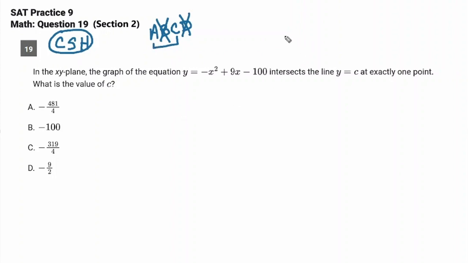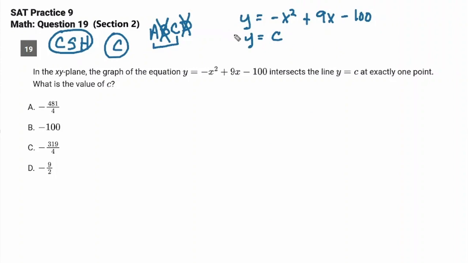But let's do the problem. In the xy plane, the graph of the equation y equals negative x squared plus 9x minus 100 intersects the line y equals c at exactly one point. What's the value of c? So we're looking for c. Write it down and circle it. There's two equations here.